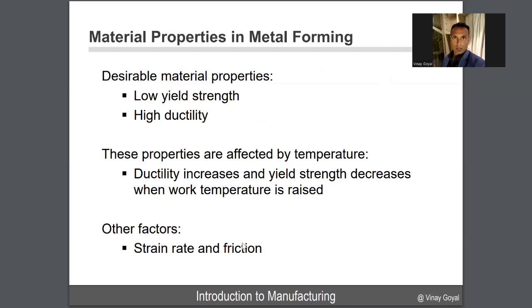Ductility increases and yield strength decreases when temperature is applied. So anytime we use temperature, we use it to our advantage so that it's easier for us to bend or form the material, because when you increase the temperature, the yield strength decreases, making it easier for us to plastically deform the material. And also, we can increase the ductility and not get into the danger of brittle failure. Other factors that involve the manufacturing processes of metals are strain rate and friction.